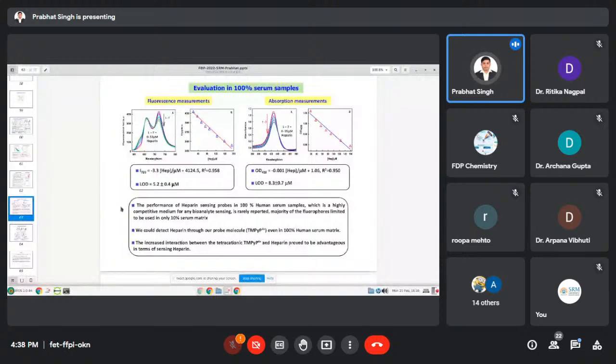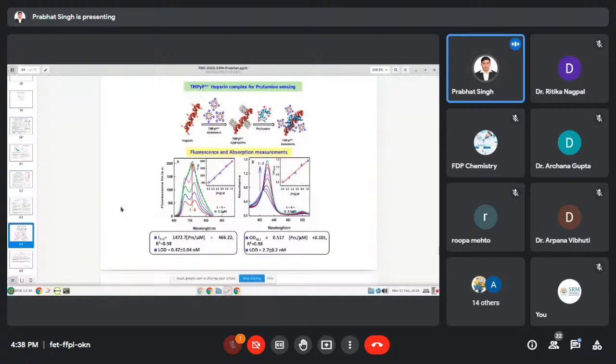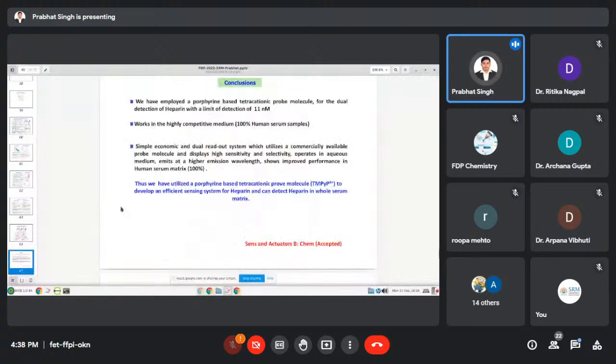Then protamine sensing we have also established, so I'm not discussing that here. So in conclusion, we have employed a porphyrin-based tetracationic probe molecule for the dual detection of heparin with a LOD of around 11 nanomolar. It works in highly competitive media, that is 100% human serum samples. And as I said, it is simple and economic, because it is commercially available, with dual readout, both absorption and emission, and utilizes a commercially available molecule.